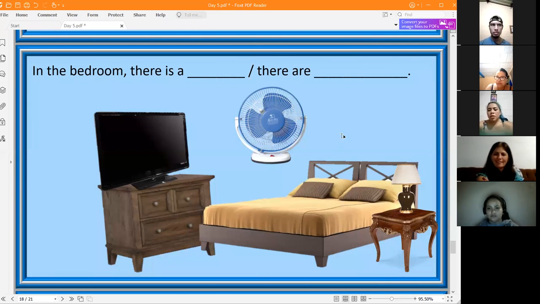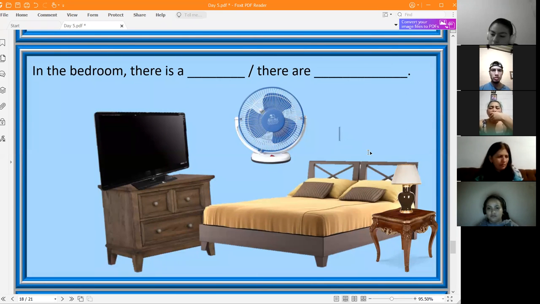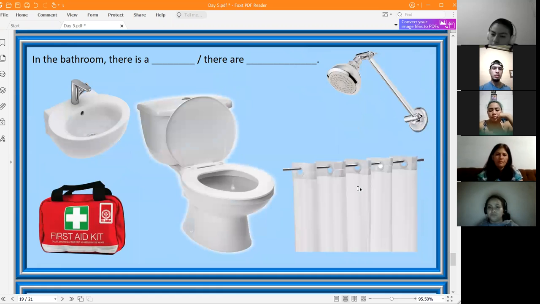There is a dresser, a bed, a nightstand, a lamp, a table, and there is a fan. Or a double bed. Double bed, twin bed is for two people. Yes, double bed. Okay. Let's see. What about in the bathroom?